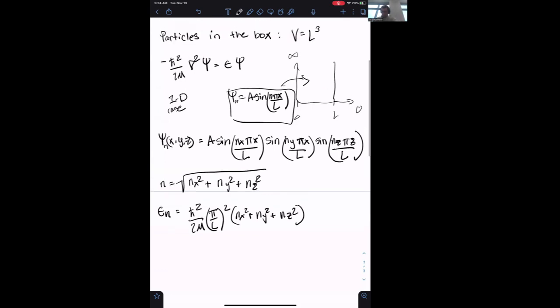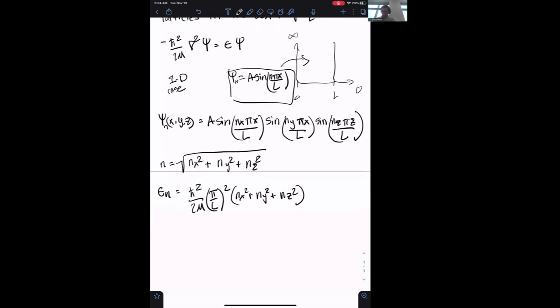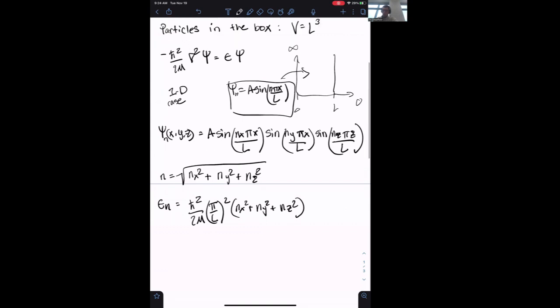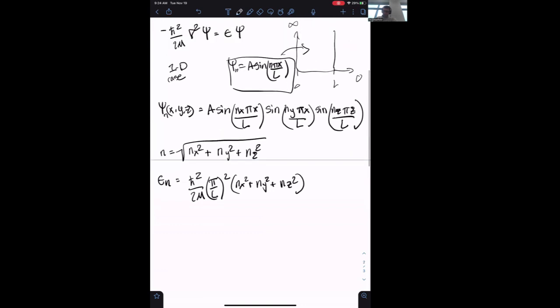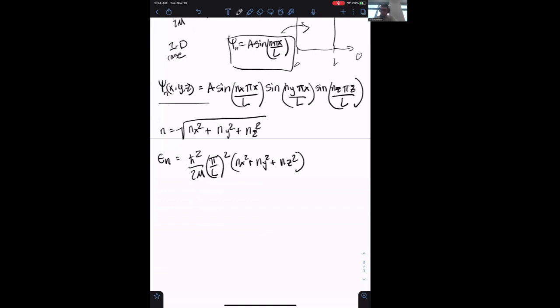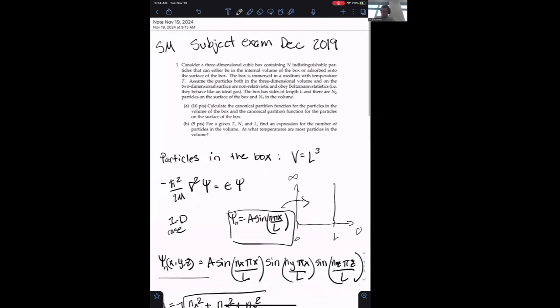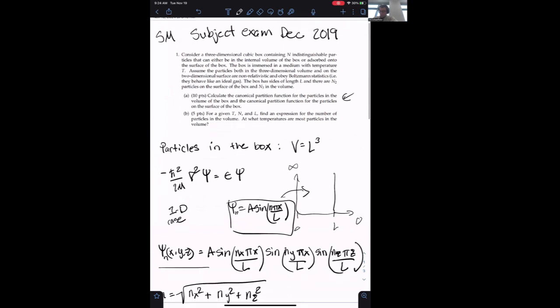If you think I'm skipping too far ahead and writing these down, I basically solved this problem already, and now we're just going to use those results to do a different StatMech problem. So that's what the energies are, and this is what the eigenfunctions are. The first part of the problem is to calculate the canonical partition function for the particles in the volume of the box and the canonical partition function for the particles on the surface.